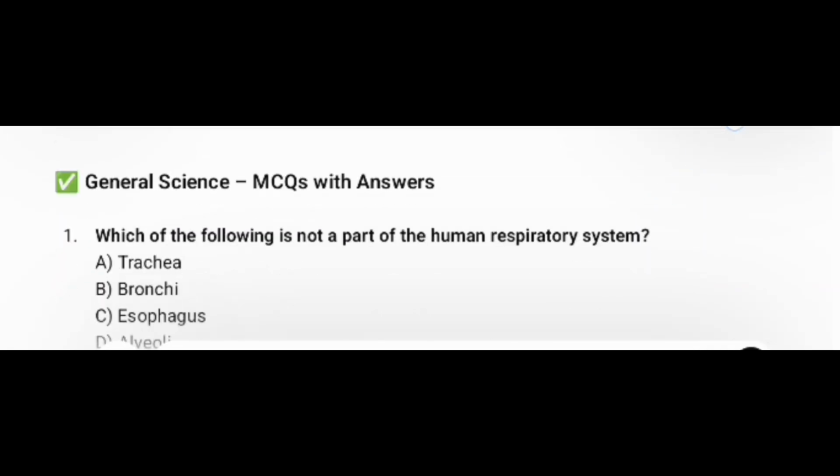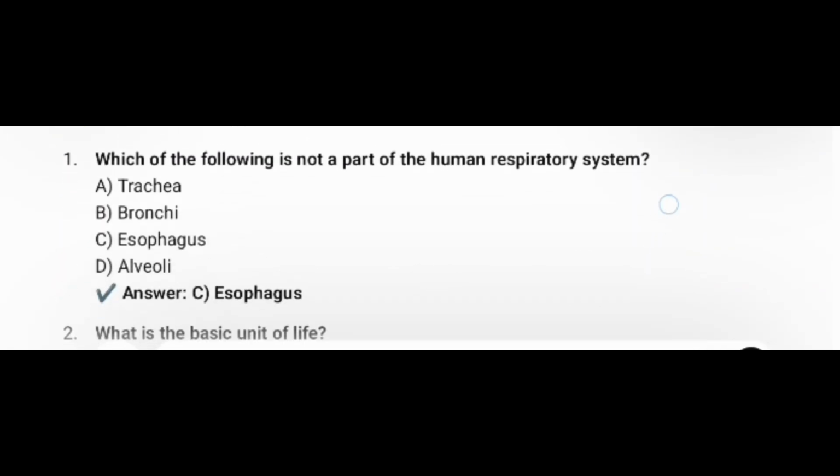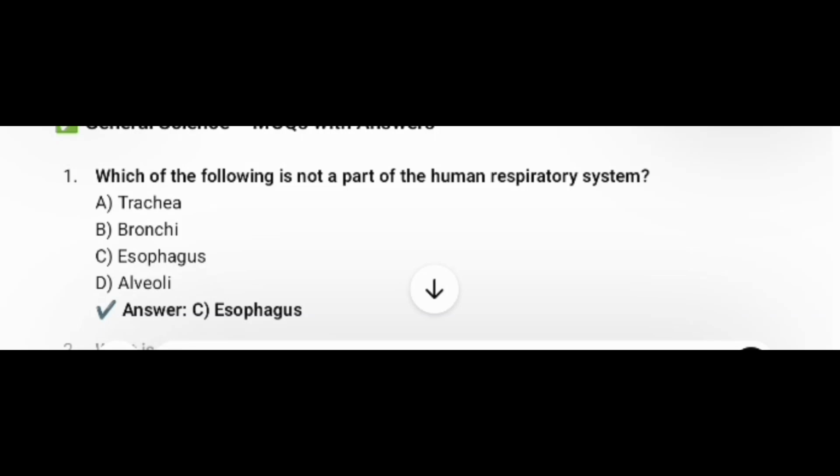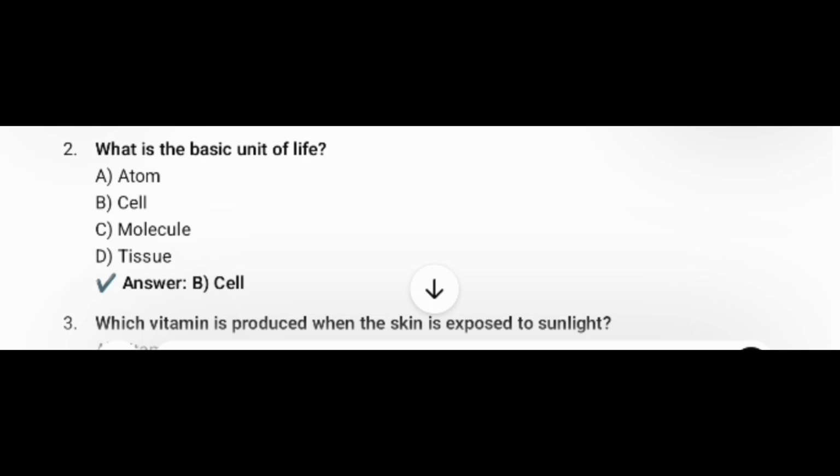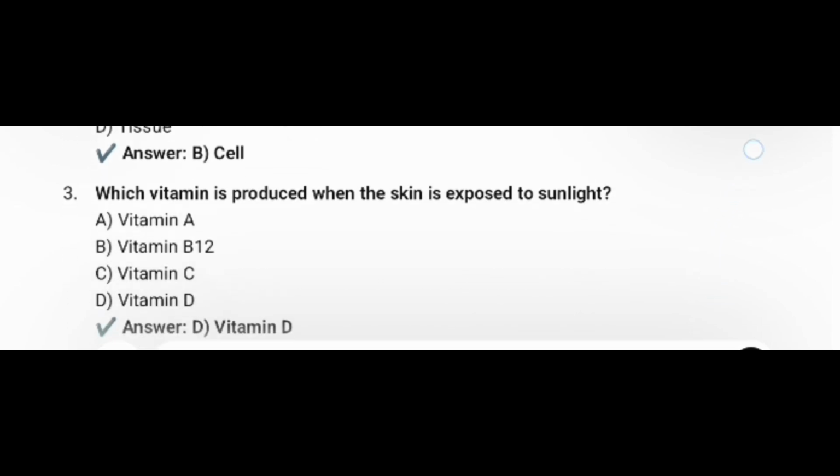Here are some top 50 general science questions for the RRB Paramedical CBT Exam. First question: which of the following is not a part of the human respiratory system? Option C, esophagus. Next, what is the basic unit of life? Correct option B, cell. Which vitamin is produced when the skin is exposed to sunlight?